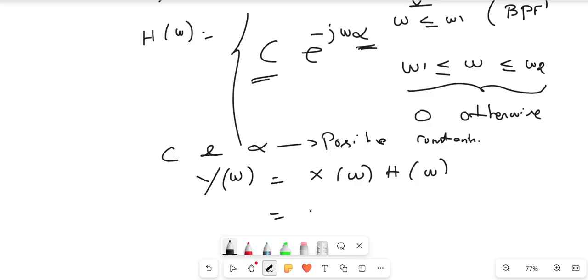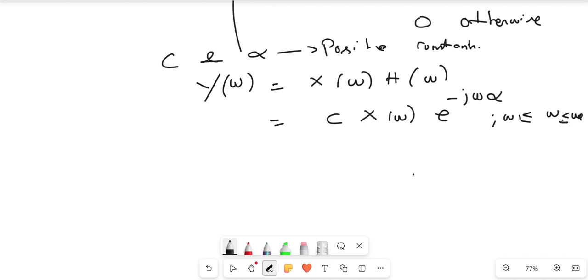So what is H of omega? C into X of omega into e power minus j omega alpha. What is the frequency range here? Omega is greater than or equal to omega 1 and less than or equal to omega 2. So in this session we are completely discussing the fundamental concepts of FIR filter, because the FIR filter is called a linear phase FIR filter. Why is it a linear phase FIR filter?